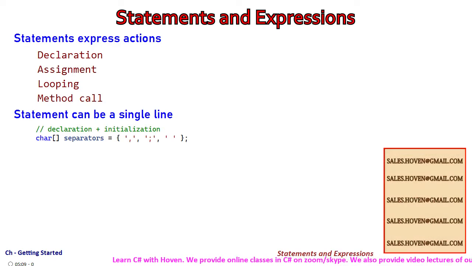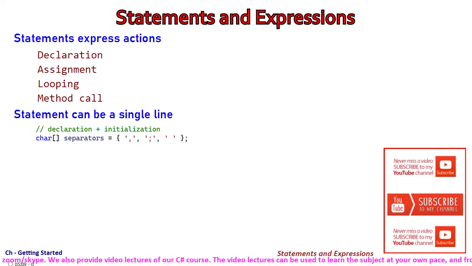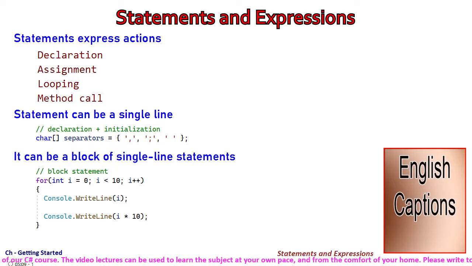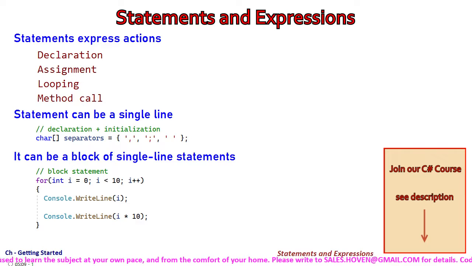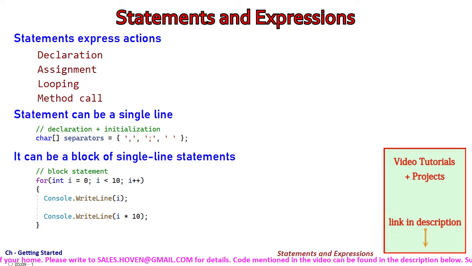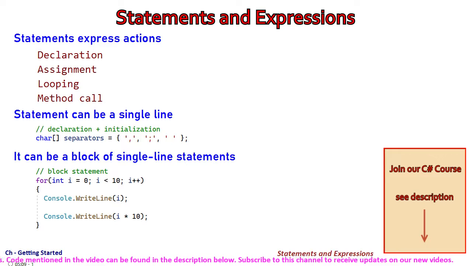A statement can be a single line of code ending in a semicolon. For example, a char array of separators equal to some initializers is a declaration statement with initializers. A statement can be in the form of a block of single line statements. An example is a for loop: for int i = 0 to 10, i++, it consists of two display statements. These statements display something on the console. This statement is actually a block statement consisting of two statements. A block statement is enclosed in curly braces.